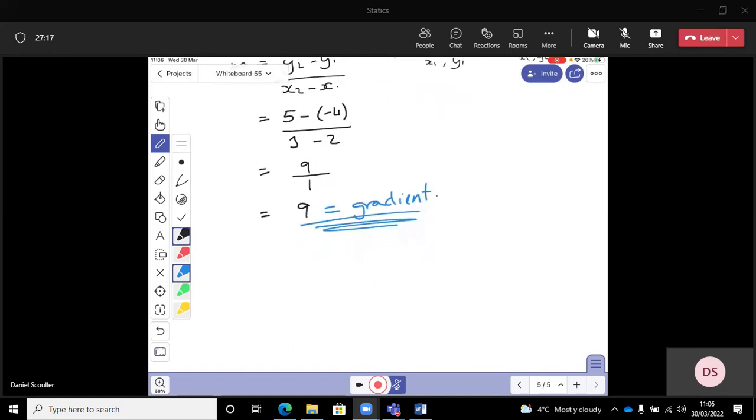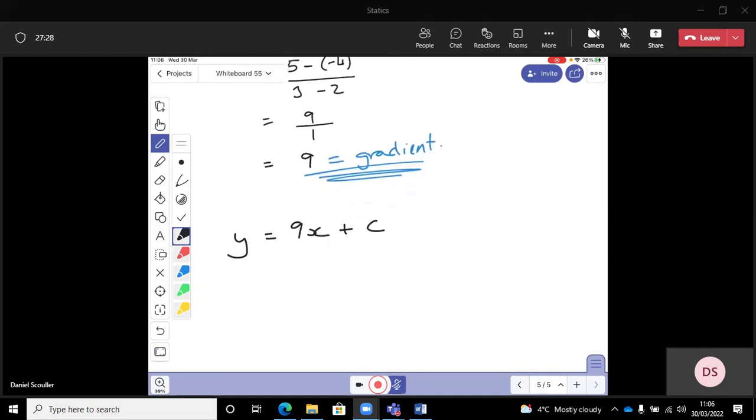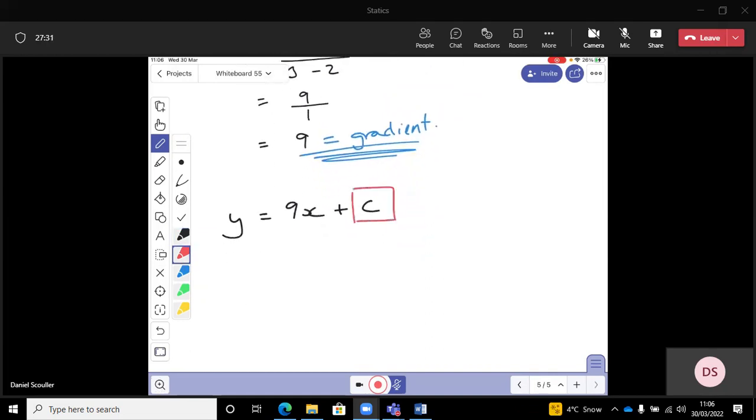Okay, so y equals mx plus c, y equals 9x plus c. So what are we missing? We're missing this c. Where does it cut the y-intercept? Where does it cut the y-axis? To allow us to do that, we pick one of the points. So pick one of the points. So I'm going to pick B, which was 3 and 5.